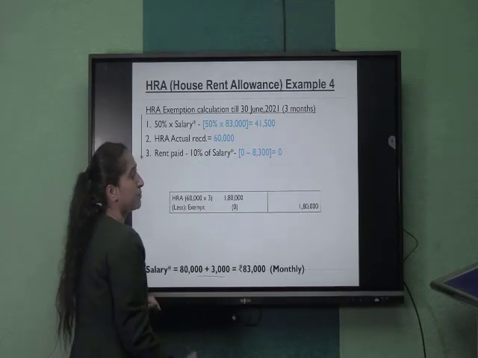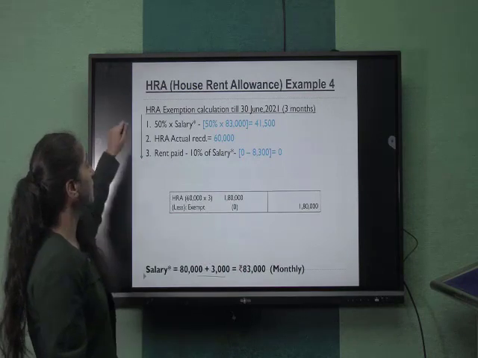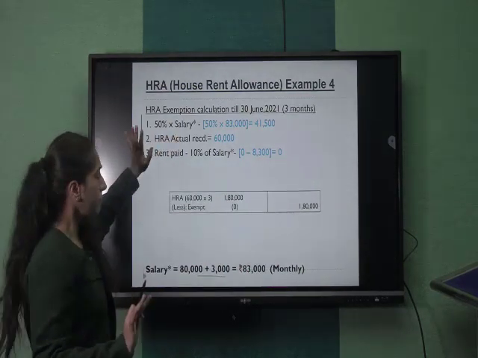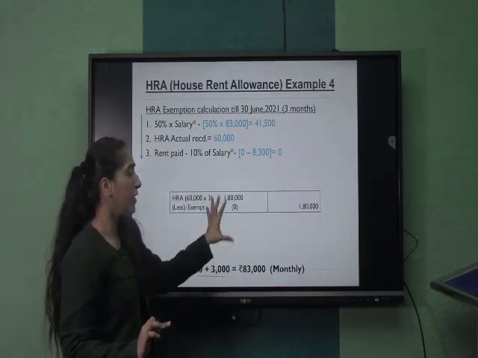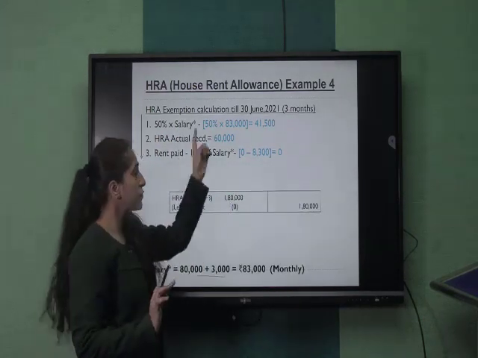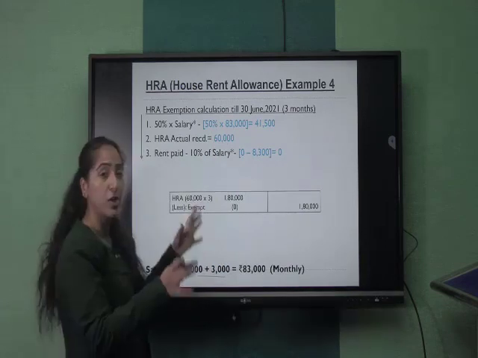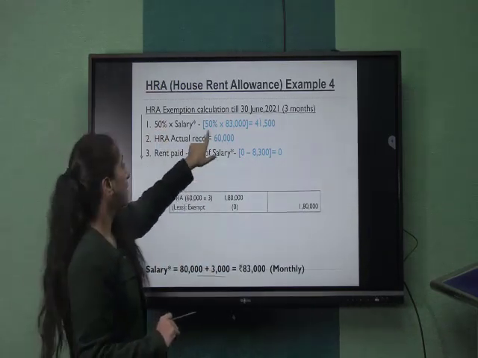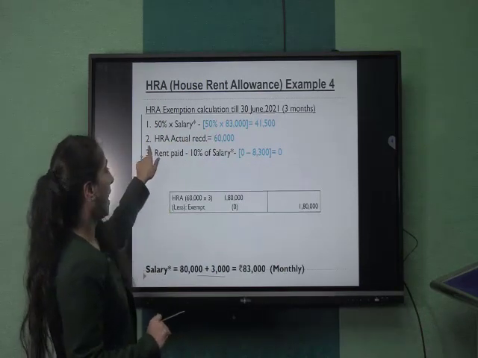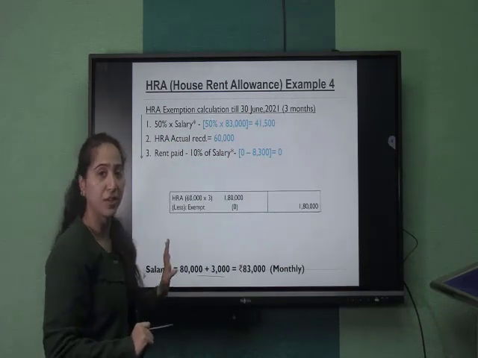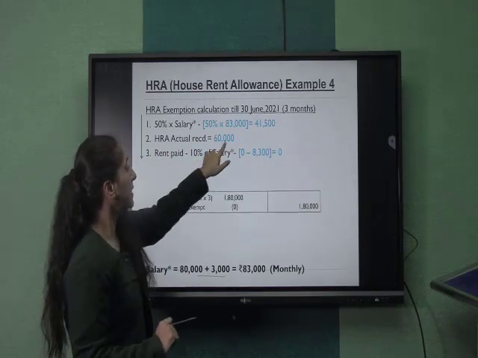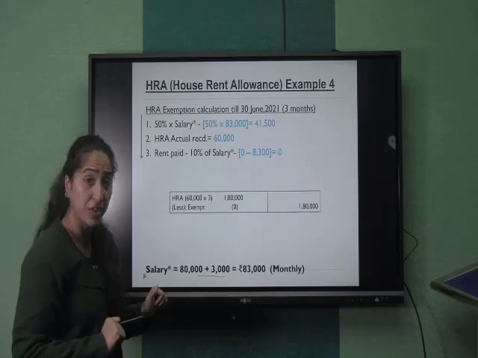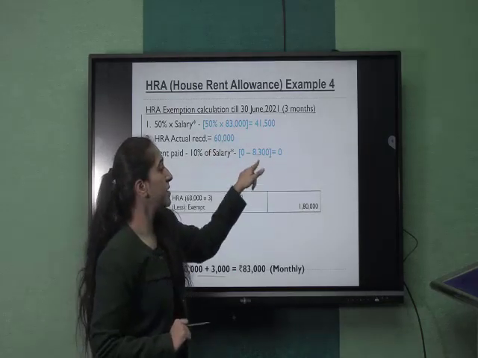So 83,000 is our salary. Now 50% of salary is to be taken for Delhi. We are just doing the calculation, although we know that he will not be getting exemption for these 3 months, but let us have a look at how to do the calculation. So 50% of the salary, because he was living in Delhi. Actual HRA received per month, given in the question, is 60,000. Rent paid comes out to be 0. 10% of the salary comes out to be 8,300. So the minimum figure is 0.